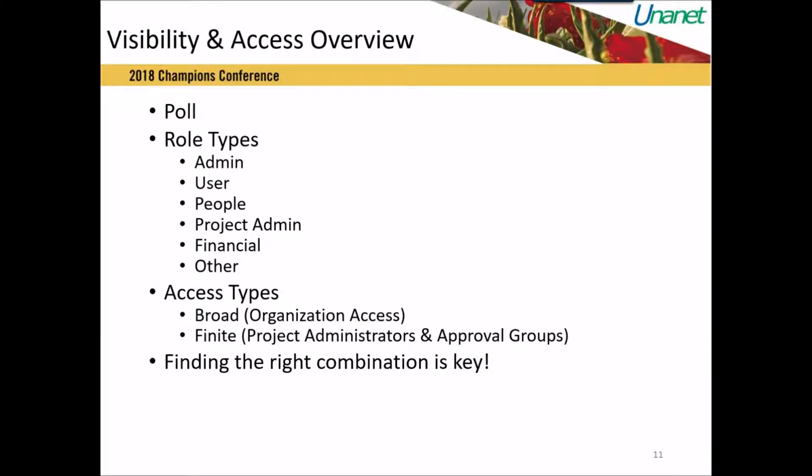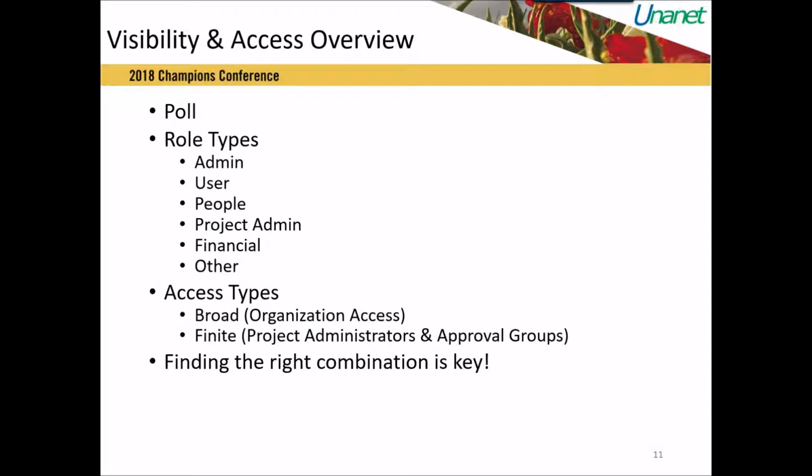In the second half, we're going to cover visibility and access. So Unanet is a role-based system. Essentially what users are able to view and edit within the system is controlled by roles that they are granted via their user profile or the project profile. So we do have some common types like admin users. We have a couple different admin users, user roles, people roles, project admins, and financial roles.